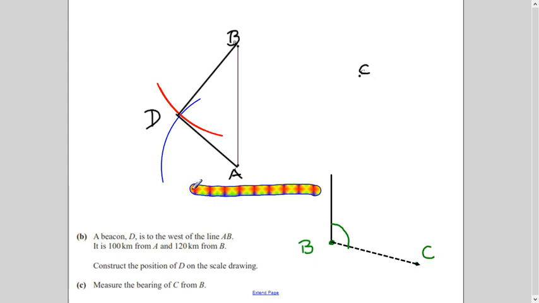It was not saying triangle, it was simply saying find this out. Construct the position of D on the scale drawing. So if you don't draw this line, no need, because it is not asking you. I have just done it. So this is my point D. Okay, it is saying construct the position of D on the scale. So I have done it here.